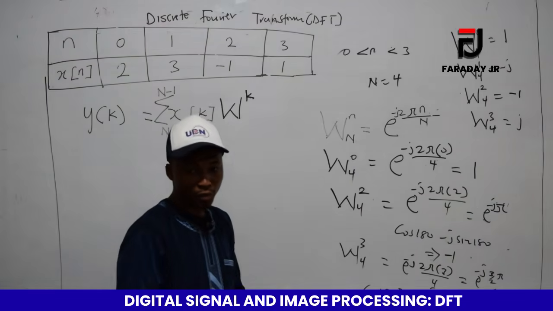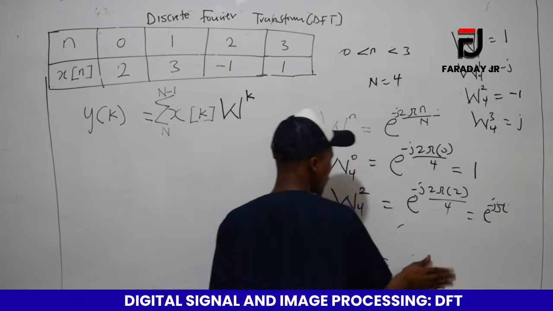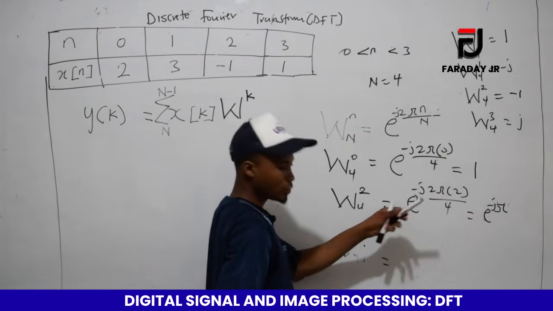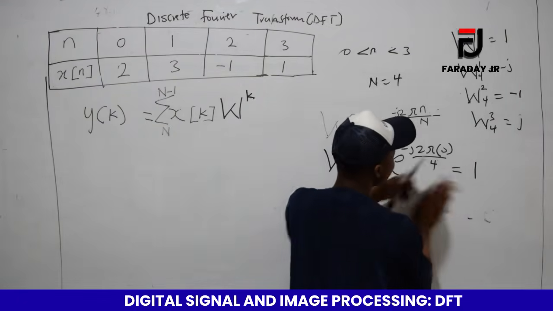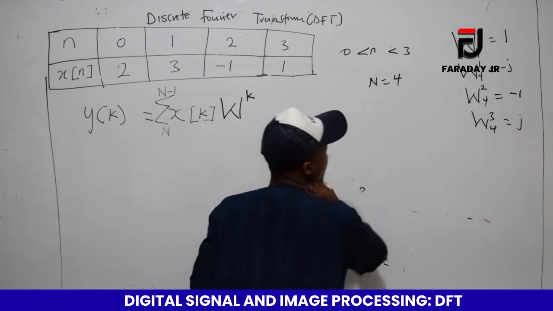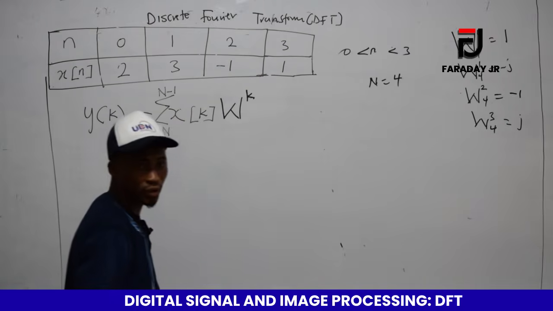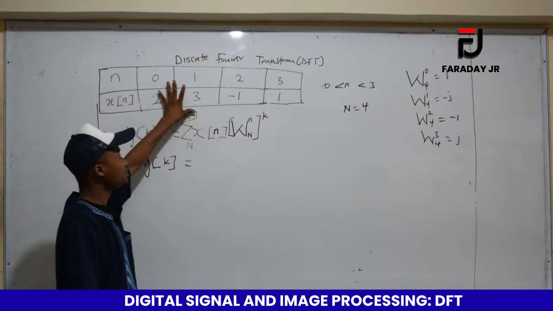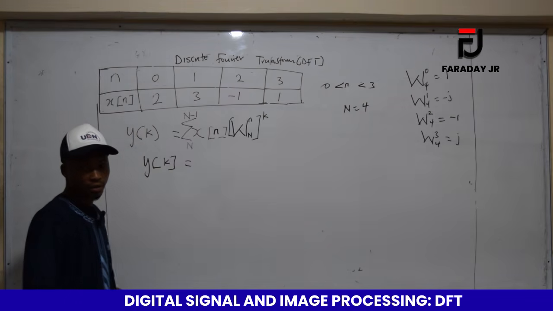Once you know how to find the windows, you are done, because it becomes easier. Even in your exams, you don't need to work out all these windows. You could just get it by memorizing this, knowing that W 0 4 is the same as 1, W 1 4 is the same as minus j, W 2 4 is the same as minus 1, and finally W 3 4 is the same as j. Now the question under the DFT: this is a 4-point DFT. That is why it starts from 0 to 3, right?